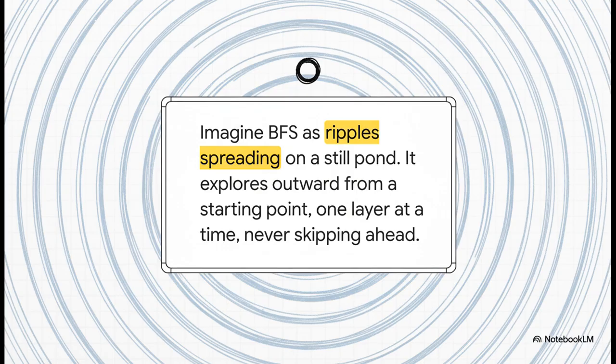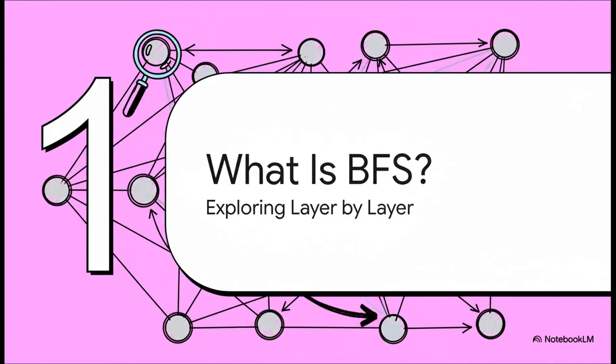It's an algorithm that explores outward from a single point, just one layer at a time, exactly like ripples on water. It never skips a layer to go deeper. And that one simple idea is what makes it so incredibly powerful. So let's dive in. All right, so what is BFS, formally speaking?